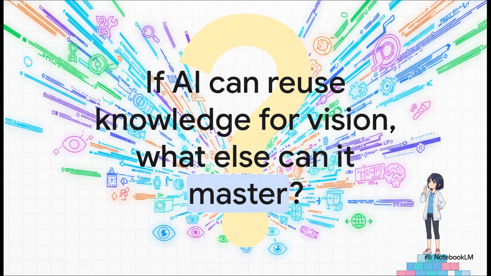And that leaves us with a final thought to chew on. If we can do this for computer vision, what other incredibly complex problems can AI solve just by standing on the shoulders of giants?